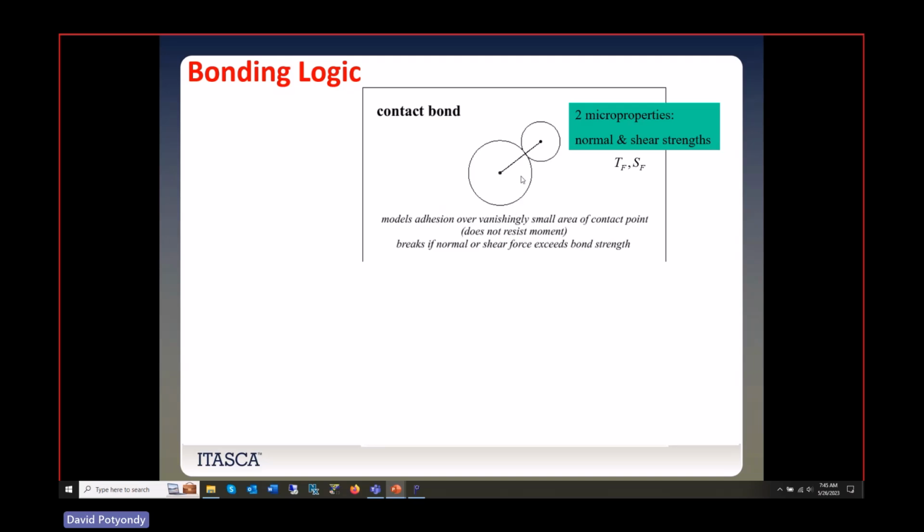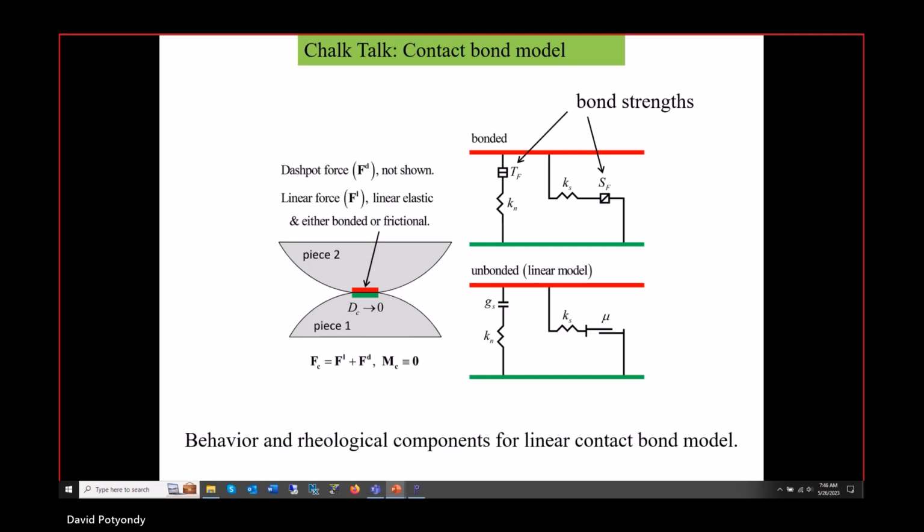Because it's a super tiny amount of glue, if I try to rotate these relative to each other, think about it. If I rotate two surfaces relative to each other, there has to be a finite width surface so that I can make compression on one side to balance with tension on the other. This guy doesn't have that. It has a normal strength and a shear strength. So this is the next level of contact model that's available. This is called a contact bond model.